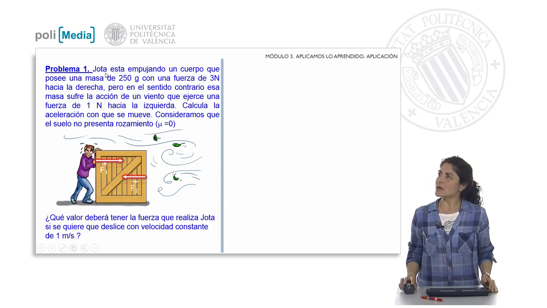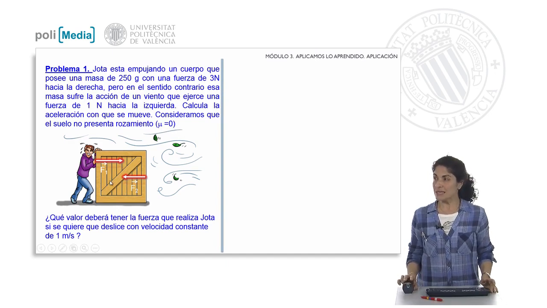In it, we are told that J is pushing a body with a mass of 250 grams with a force of 3 newtons to the right, but in the opposite direction that mass suffers the action of a wind that exerts a force of 1 newton to the left. We are asked to calculate the acceleration with which it moves, considering in this case that the ground has no friction, and therefore mu is equal to 0.